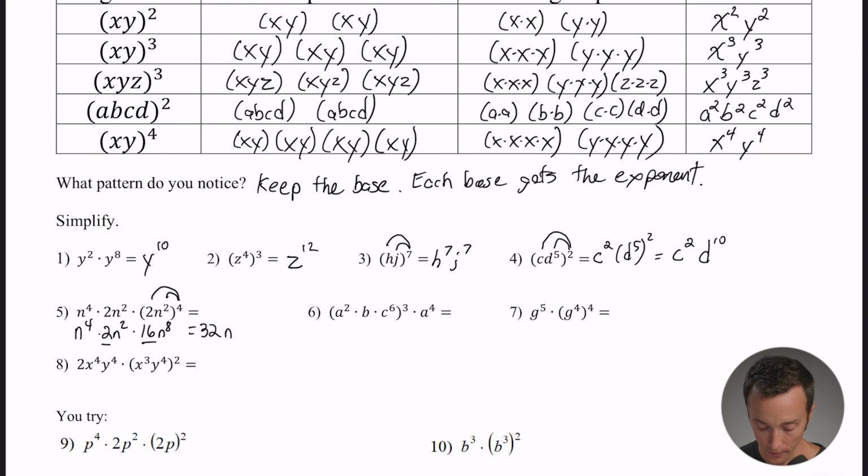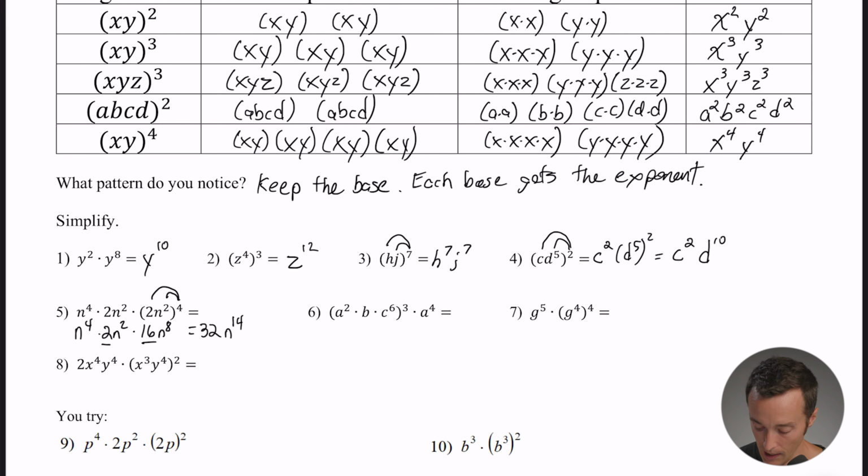So n to the 4th, so I've got 4 plus 2 is 6 plus another 8 is 14. So 32 n to the 14th power. None of these rules are super complicated in and of themselves, but they just require you to keep track of what you're doing.